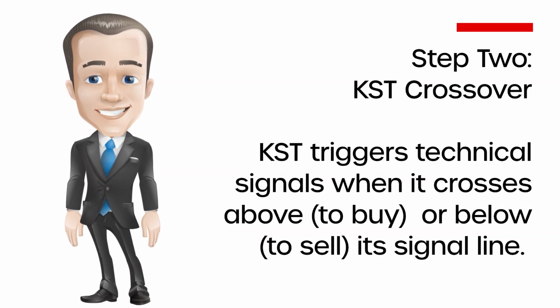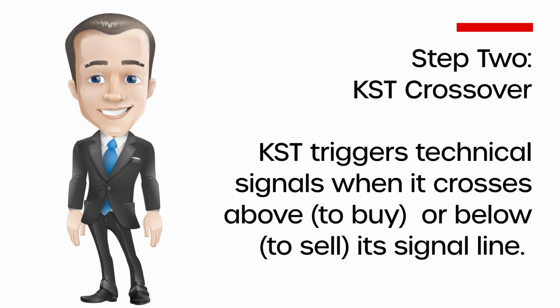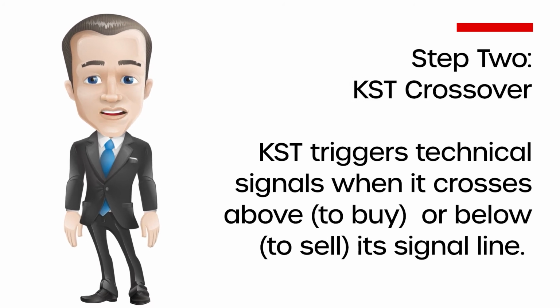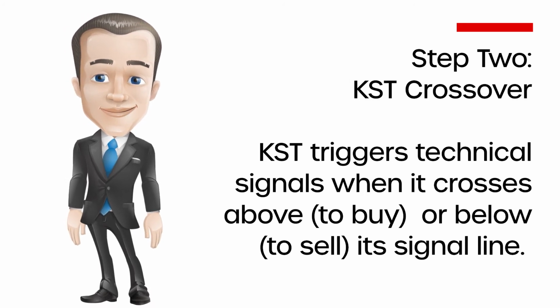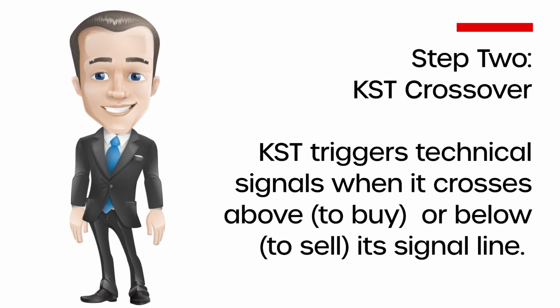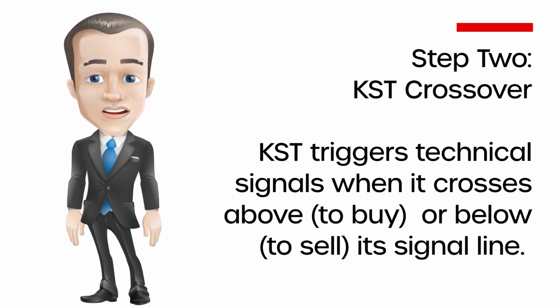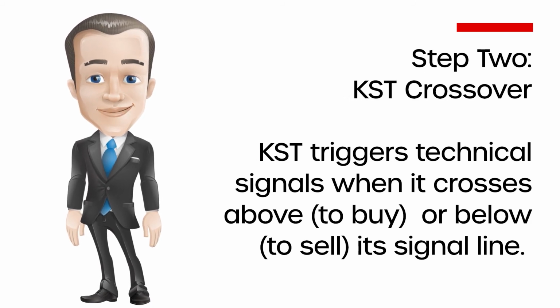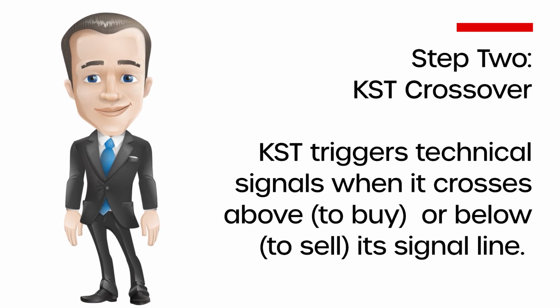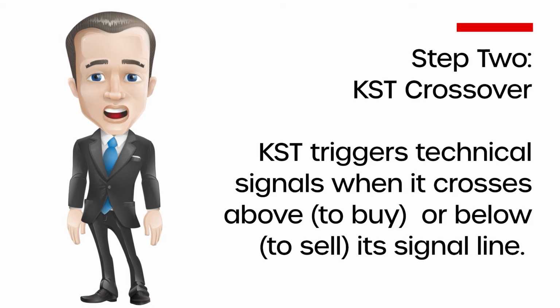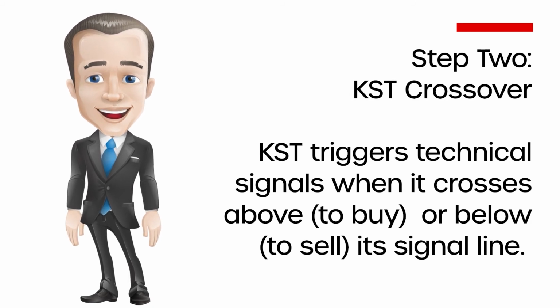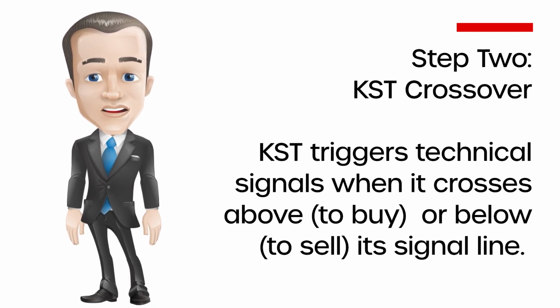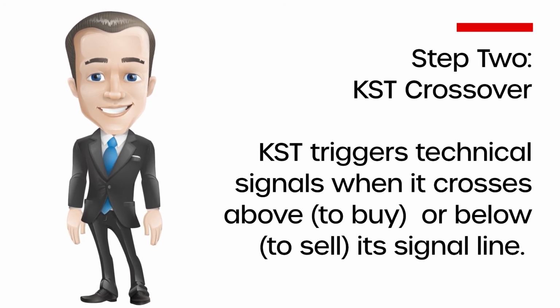2. KST Crossover. KST triggers technical signals when it crosses above to buy or below to sell its signal line. The speed of crossovers is also taken as a signal of whether a market is overbought or oversold. KST helps investors understand whether the bullish or bearish movement in the price is strengthening or weakening. You are looking for a crossing point of the KST with its actual trigger line.